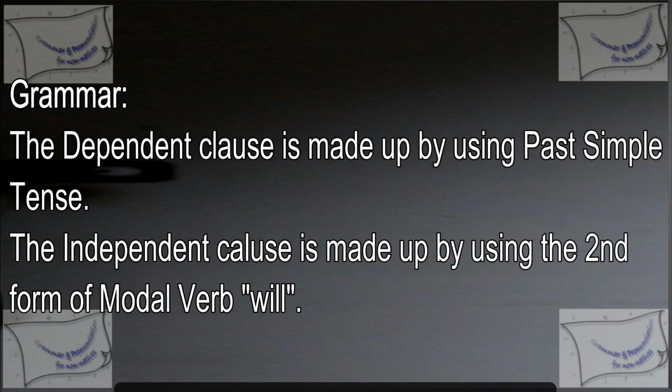Grammar of second conditional. The dependent clause is made up by using past simple. The independent clause is made up by using second form of modal verb will.